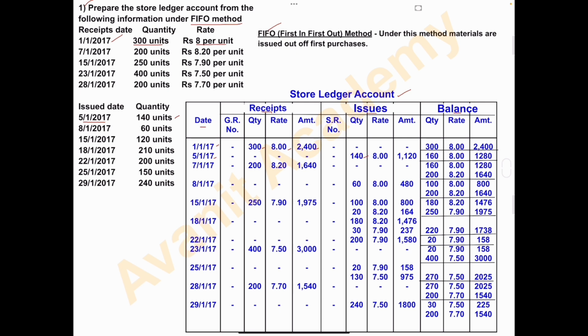See the balance. In store, how many units are there? 300 units, at the rate 8 per unit, and the total value is 2400.